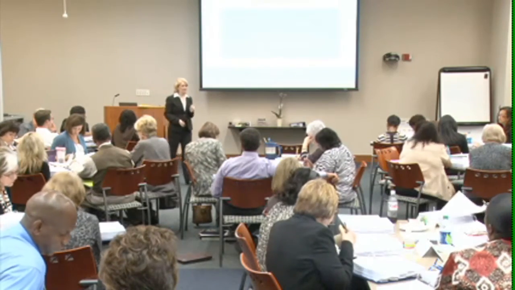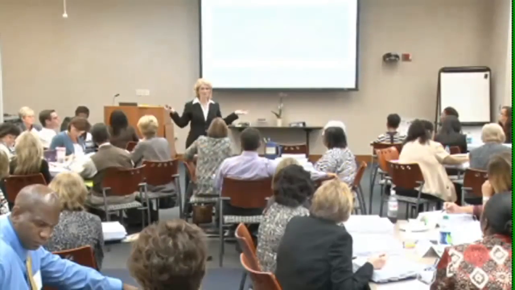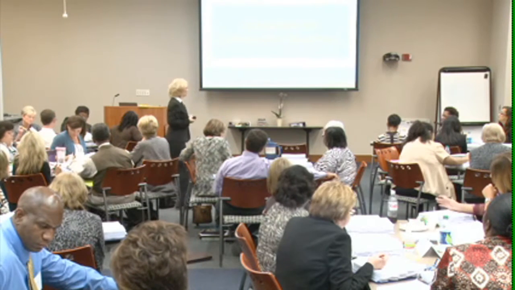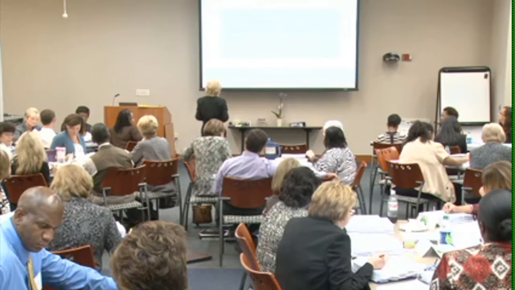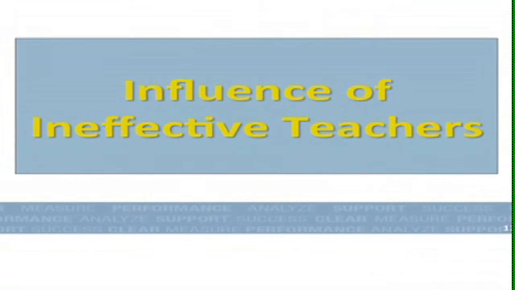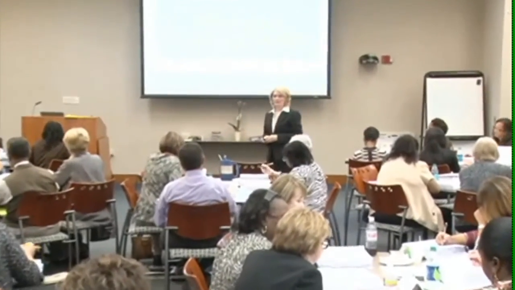There is a spillover effect in terms of student achievement as far as what will happen. That student achievement rises across a grade when a high quality teacher comes on board. That means if you have a third grade team where things aren't going quite as well, and you get a highly effective teacher on that third grade team, the tide is going to rise for all ships. There's a spillover effect of effective teaching that we have when we bring those effective teachers on board. Okay? So 1/10 to 1/5 of the impact of replacing the student's own teacher, and that can come from a spillover effect. All right? Now, so what is the influence of ineffective teachers?